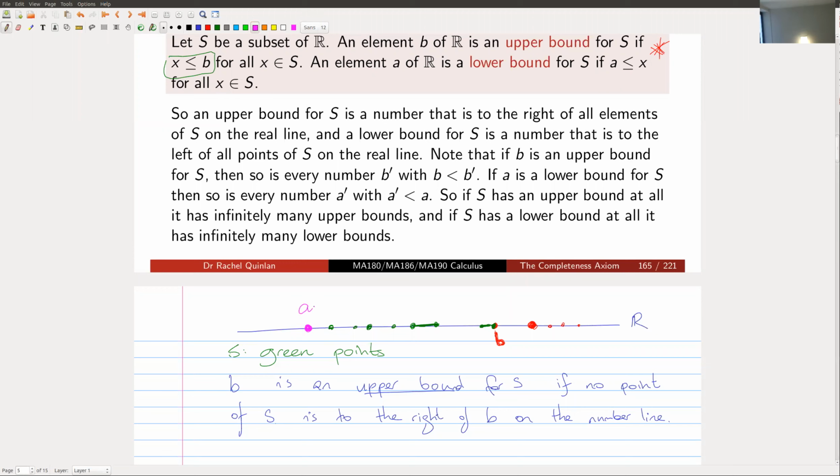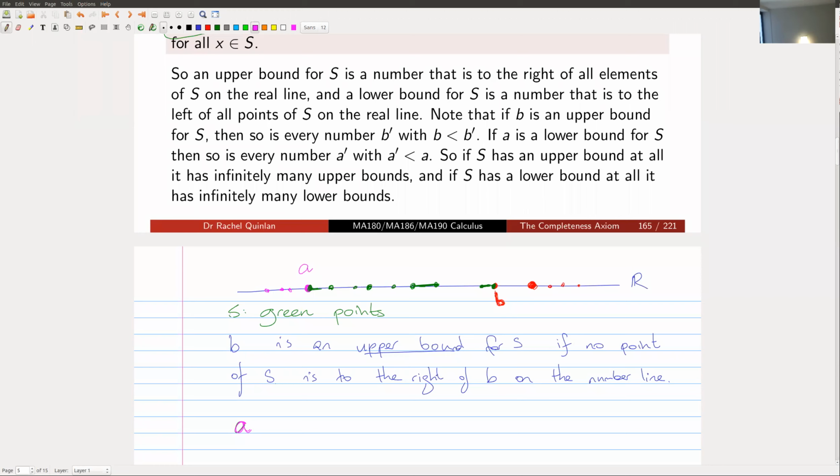So in that pink color, I'll write it down. A, which is one suggestion for A there. Here are a few more things that are lower bounds for S. A is a lower bound for S if no element of S is to the left of A.